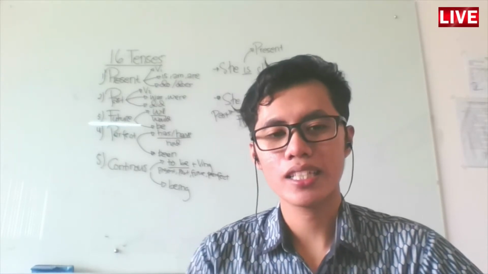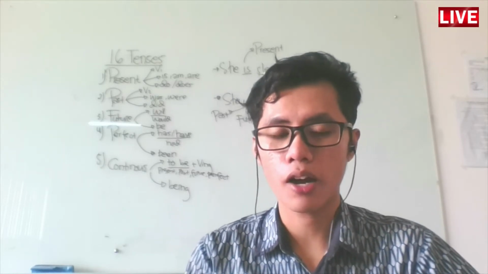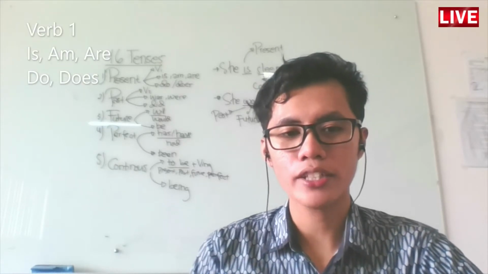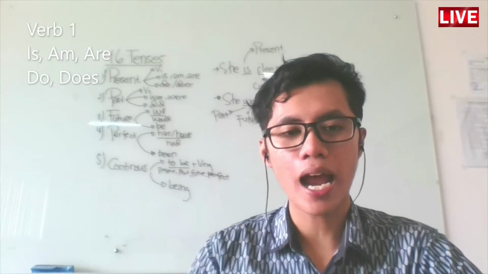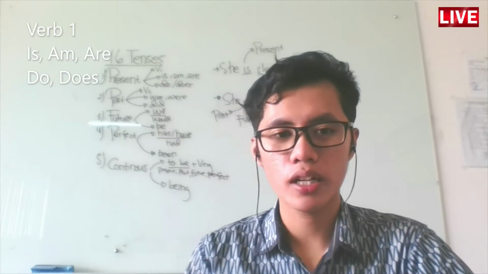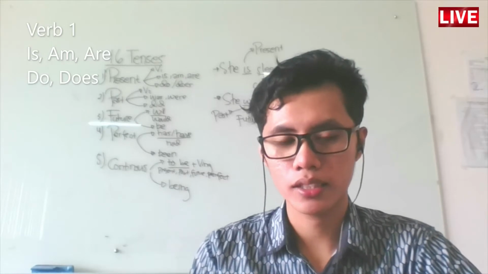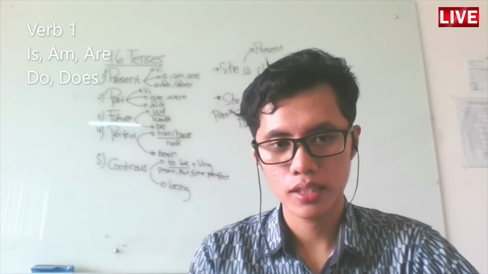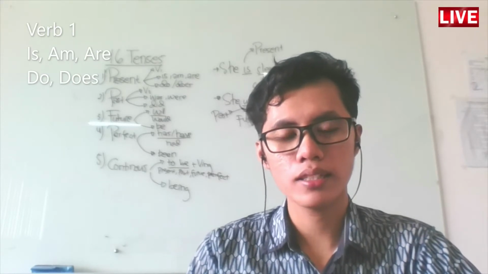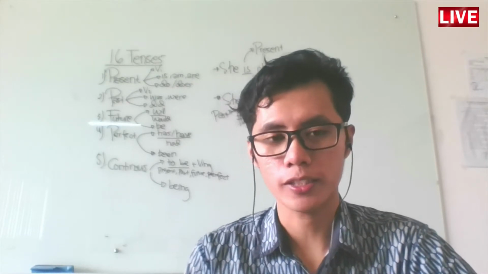The characteristic of present: if it uses a verb, it has to be verb 1. And to be, it has to be is, am, or are. And if it's a negative or interrogative sentence, they always use do or does. So the characteristic of present is verb 1, is, am, are, do, does. That is the characteristic of present.